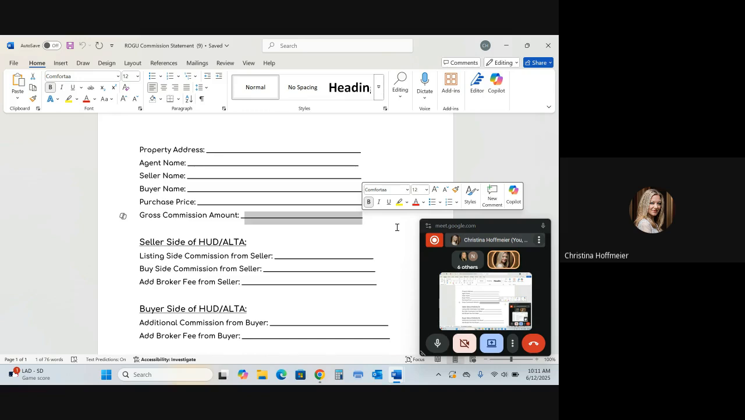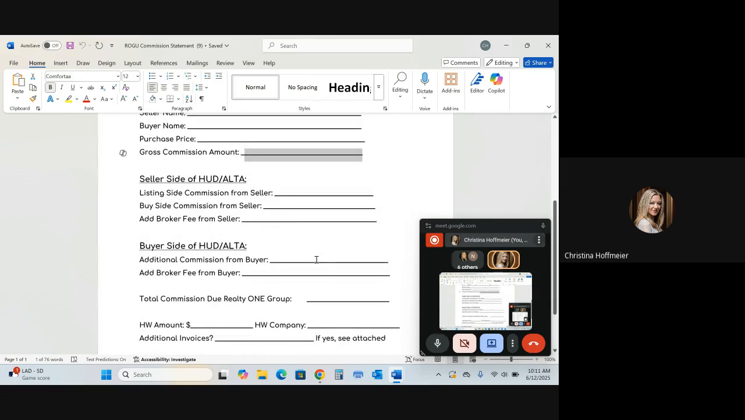So back to if we were representing the seller and we have 3% on one side, 3% on the other side, we would put listing agent commission from seller, meaning that the seller is paying for it, $3,000. Buy side commission from seller, which means the buyer agency commission of $3,000. The seller is paying for it. And then where it says add broker fee from seller, you would put $685.